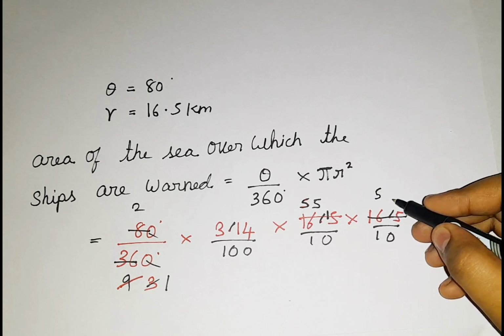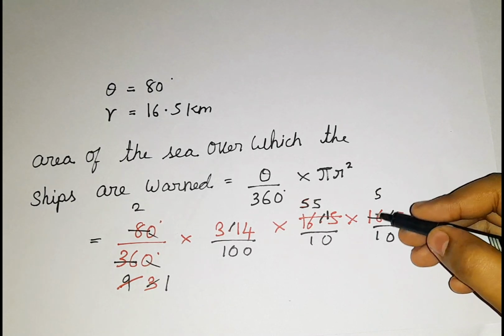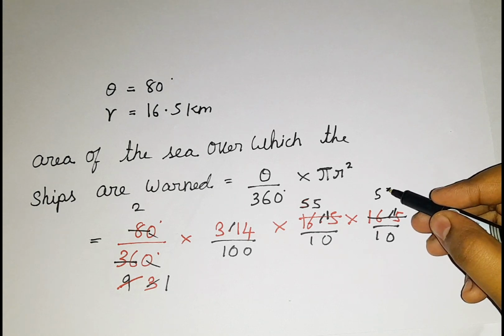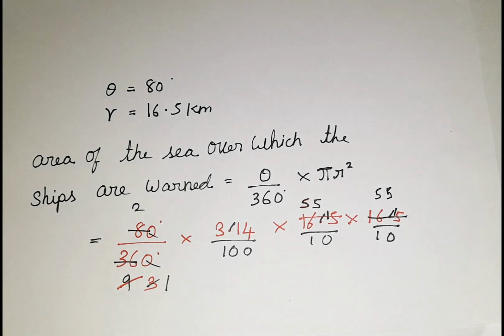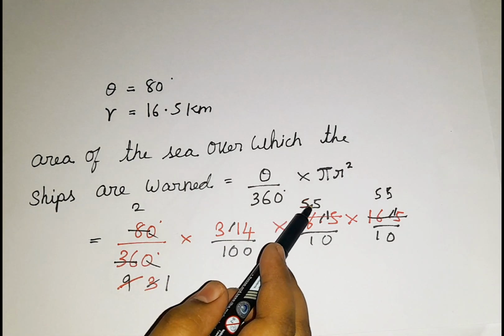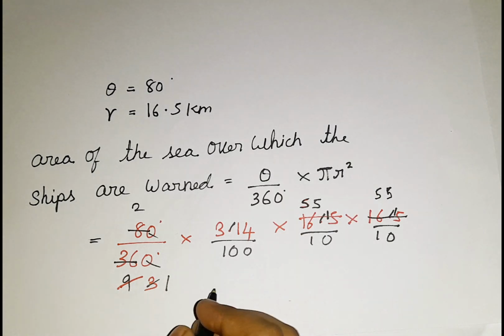So 5 5s are, I'm sorry guys. So 5 3s are 15 and then balance 1. So again we have 15. So it is 5 3s are 15. Okay guys, so now we just cancelled the values, isn't it? So now the only value we have is this 2, this 314 into 55 into 55. So let us write them.